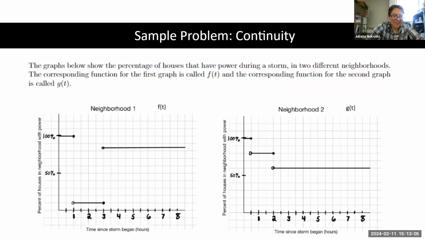And that was a bit of a struggle, in that I got a lot of answers like, the discontinuity at 1 means that the percentage went from 100% to 10%. And I was looking for more of, it's because lots of houses lose power at the same time, and it's not a gradual decrease of how many have power.